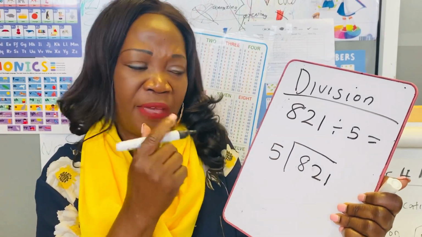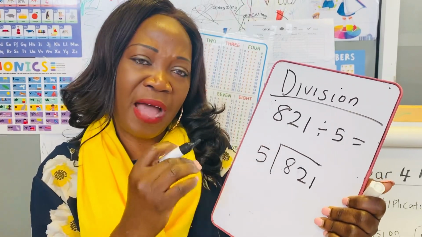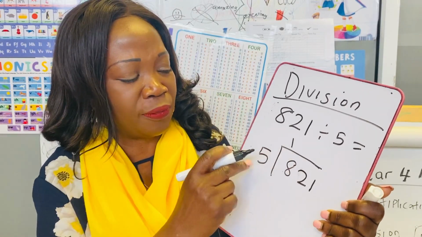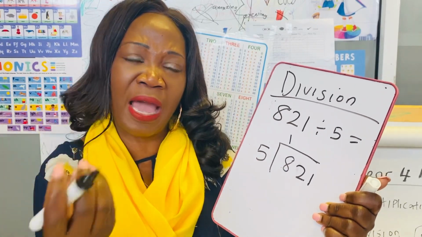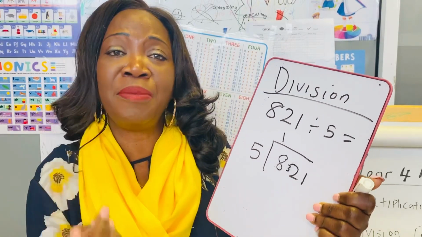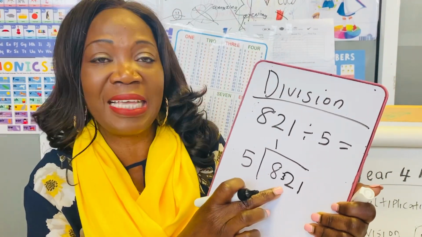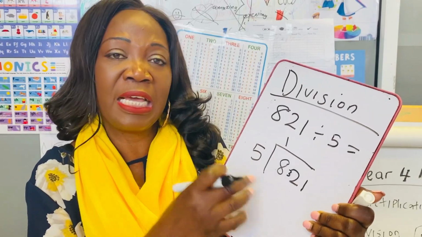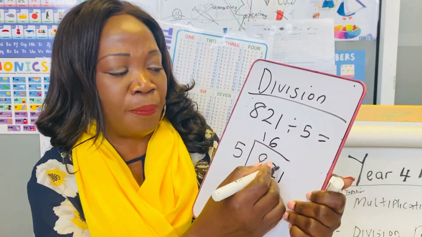If I'm going to share 8 sweets among 5 people, they can only have 1 sweet each, and I will have a remainder. So it is 1, because 5 times 1 is 5. So I have 5. 8 take away 5 is 3. So I will put the 3 next to 2. That makes 32. So I'm gonna think again. How many lots of 5 goes in 32? I know my times table, so I know 5 times 6 is 30. So that will be 6. But I have 2 remainder, so I'll put my 2 here.